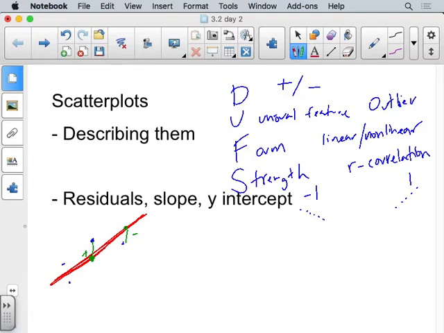What is the interpretation of slope? That's the relationship, like how.